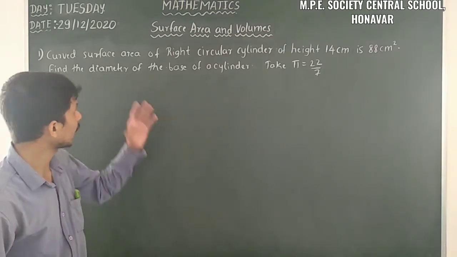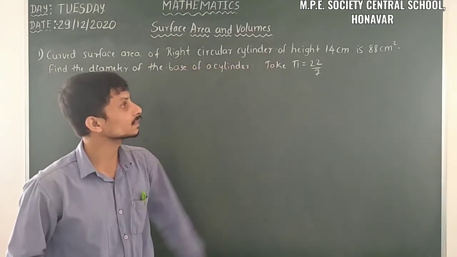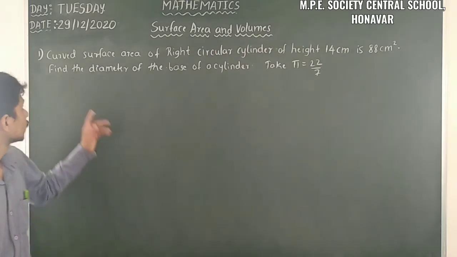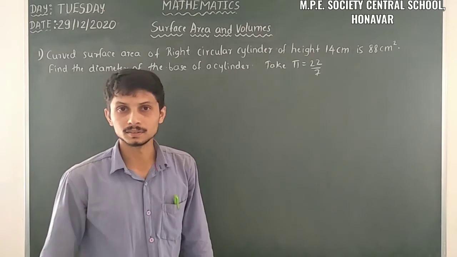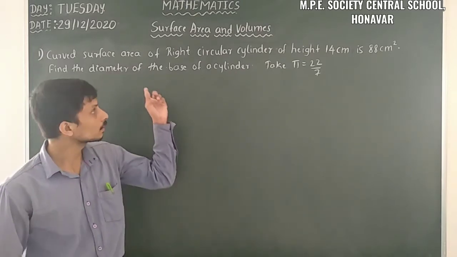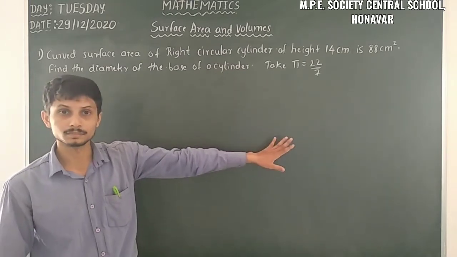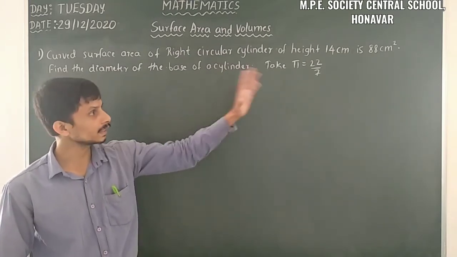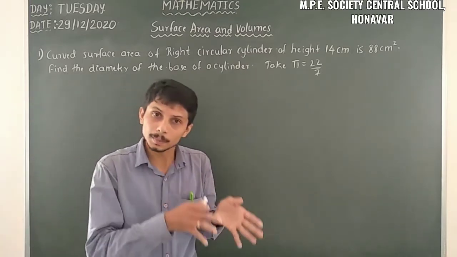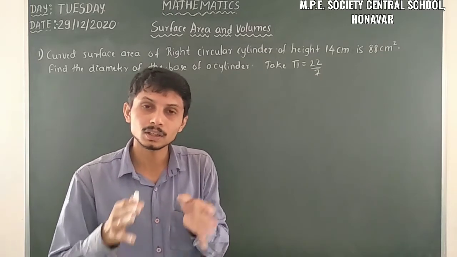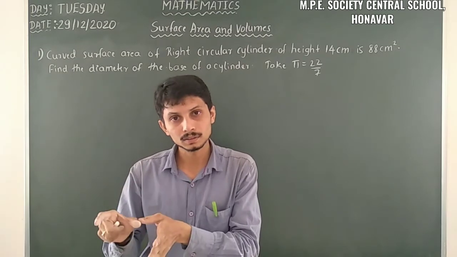So here just observe, the curved surface area of a right circular cylinder of height 14 cm is 88 cm square. Find the diameter of the base of the cylinder. Take pi is equal to 22 by 7. So here, the curved surface area of the right circular cylinder of height 14 cm is given. Curved surface area is 88 cm square, and another thing given is the height. In case of curved surface area of the cylinder, it's 2 pi r h.